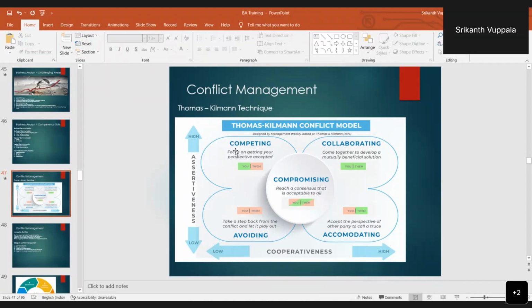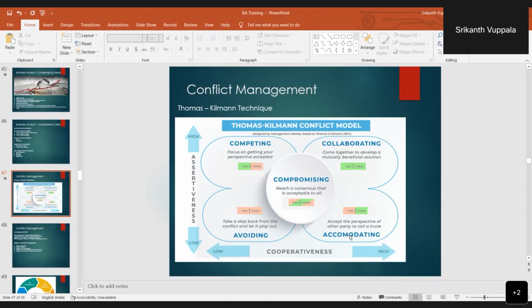Okay, and you have to identify the people who are competing. Focus on getting your perspective accepted. So these people are more interested in getting the conflict resolved. And you have to identify the people who are collaborating, who come together to develop a mutually beneficial solution. So these are the people who are very collaborative in bringing up the solution. These are the competing people who will accept your solution, whereas the collaborating group will contribute themselves to building a solution.